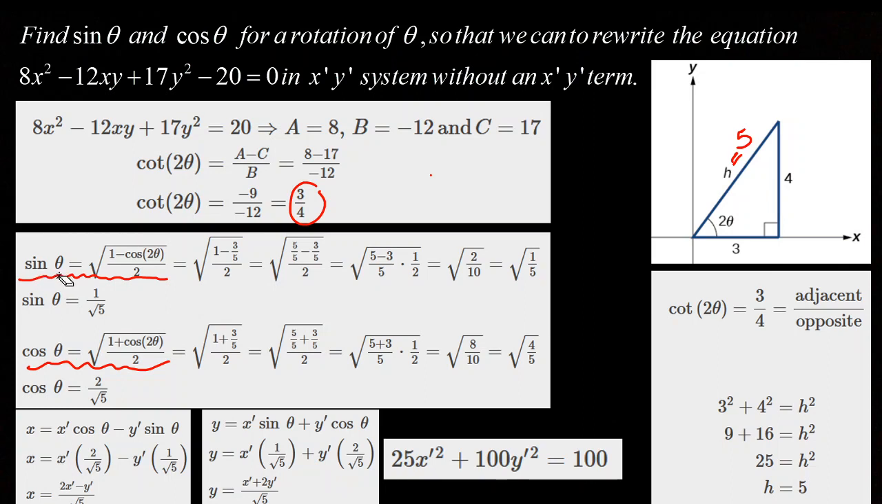So what is sine theta? Well, sine theta is the square root of (1 minus cosine 2 theta) over 2. What's cosine 2 theta? 3 over 5. So we put it there. We calculate the sine of theta. What's cosine theta? The square root of (1 plus cosine 2 theta) over 2. Cosine 2 theta, again, 3 over 5. We calculate. So this is sine theta, and this is cosine theta.